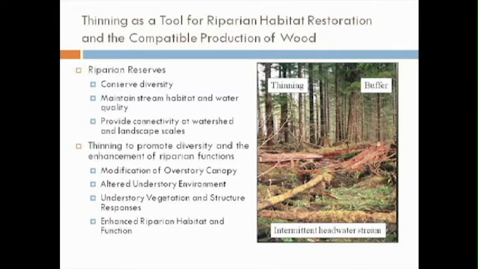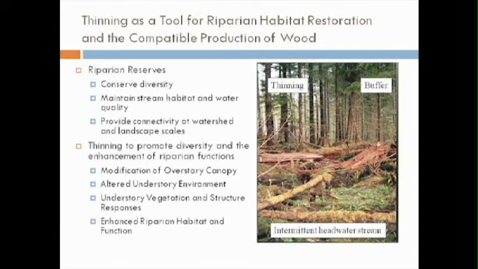So initially, the way we conceived of the thinning was potentially as a tool for riparian habitat restoration, as well as compatible production of wood. So what's the level of compatibility between thinning for wood production and the ability to use thinning as a method for habitat restoration? And so the strategies that were outlined in the Northwest Forest Plan dealt with conservation, they dealt with riparian reserves that were really designed to conserve the diversity and maintain habitat and water quality, and as Dee Dee spoke to yesterday afternoon, provide some connectivity at watershed and landscape scales.